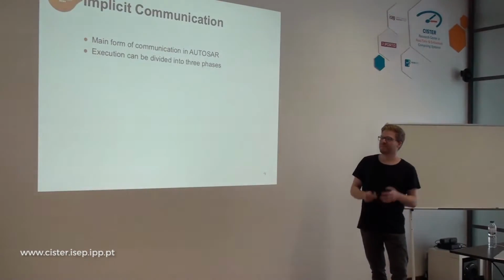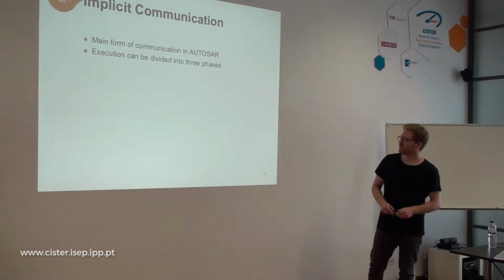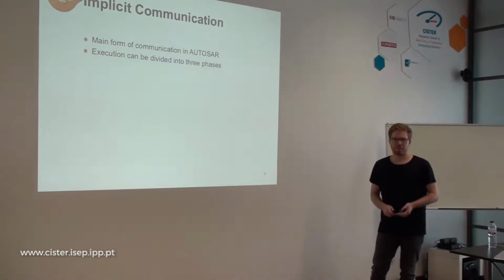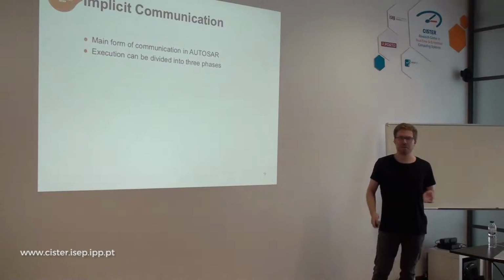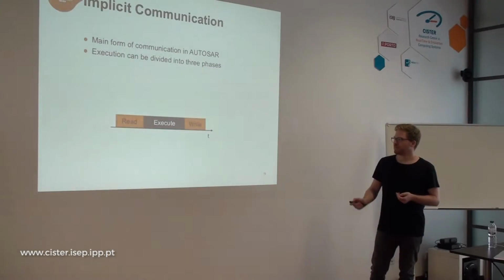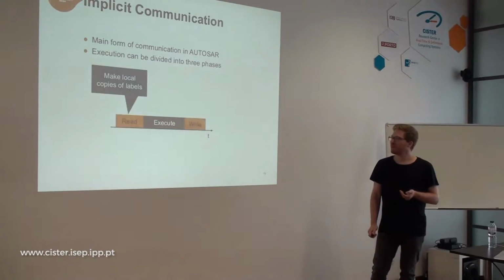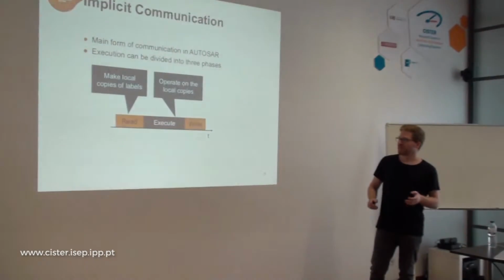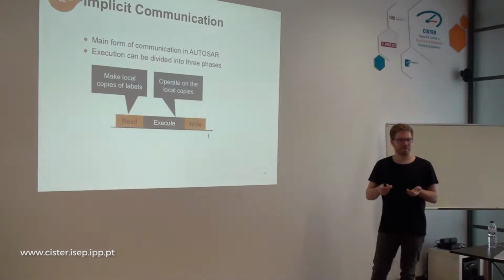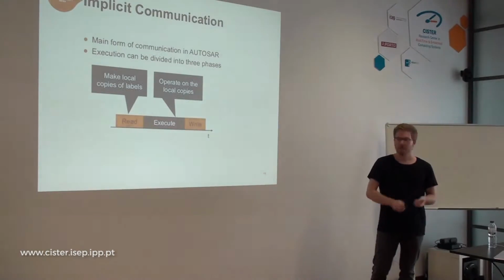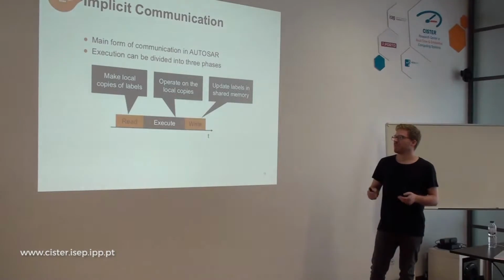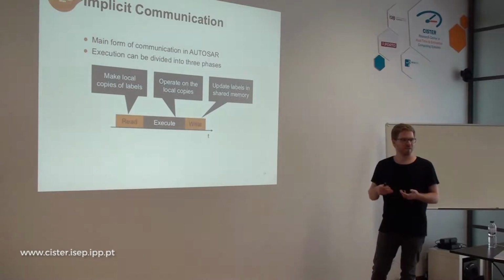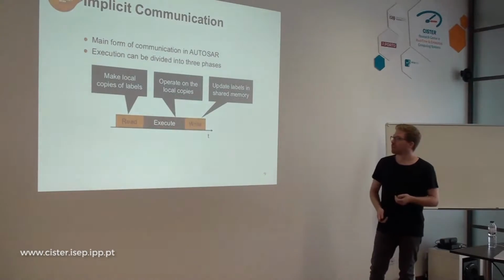And what does this implicit communication look like? Basically, in this form, we can divide the execution of one runnable into three distinct parts: the read phase, the execute phase, and the write phase. During the read phase, the runnable makes local copies of all labels which are read during the execution. During the execution phase, each access to a label is an access to this local copy. And then in the write phase, the runnable updates the shared labels.